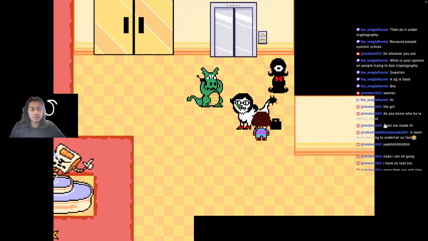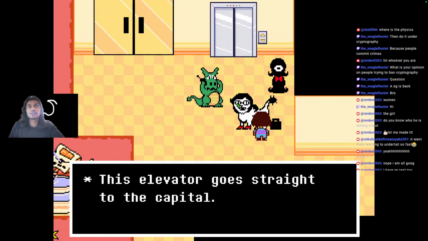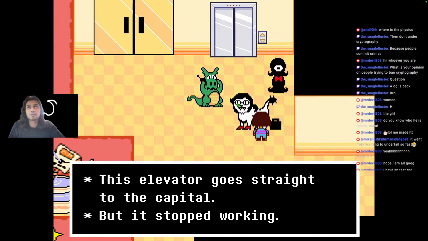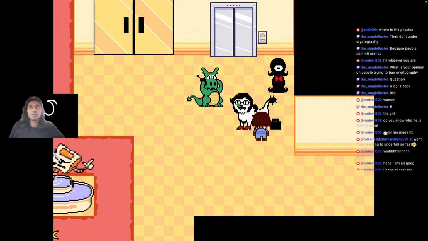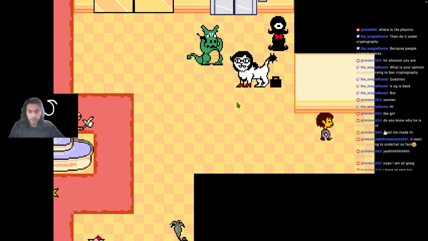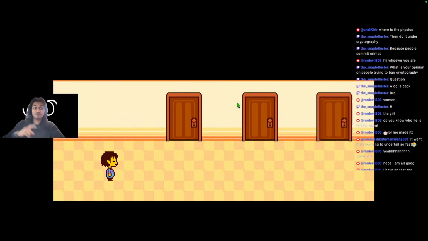Who are these? What is this, Griffith? This elevator goes straight to the capital, but it stopped working. The hotel's doing its best to accommodate everyone stuck here. Okay. Where's the physics? The physics will be back in about 6 minutes.